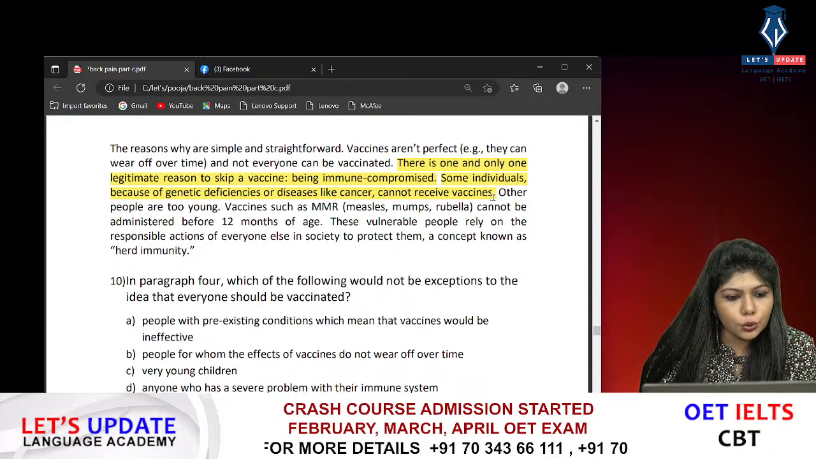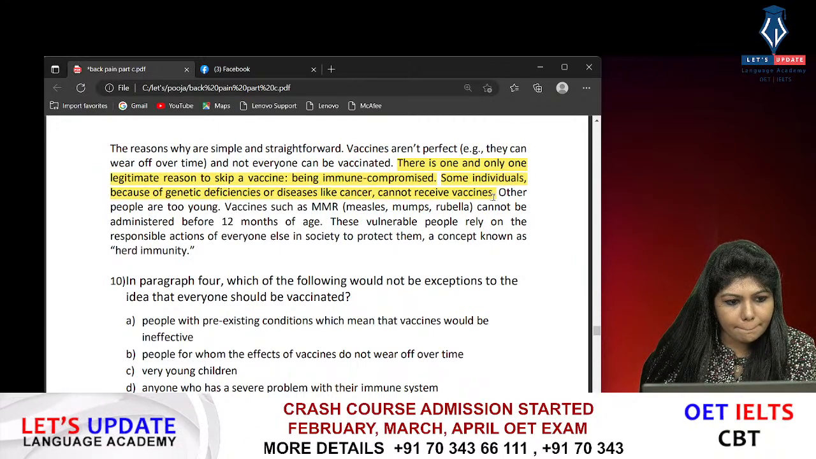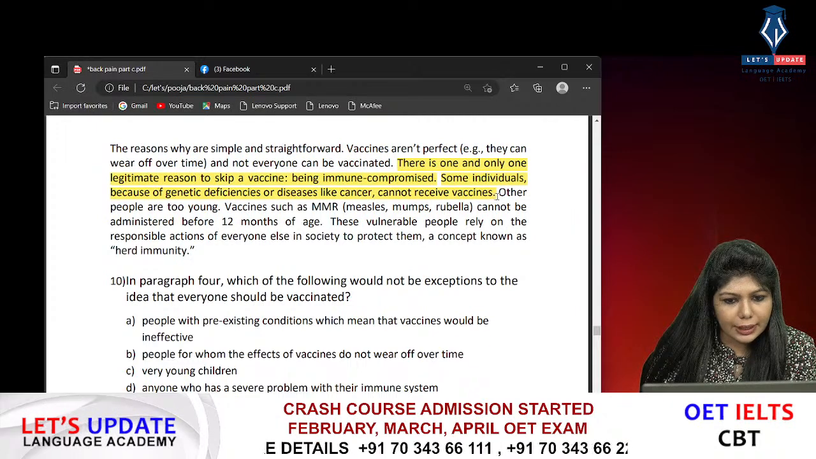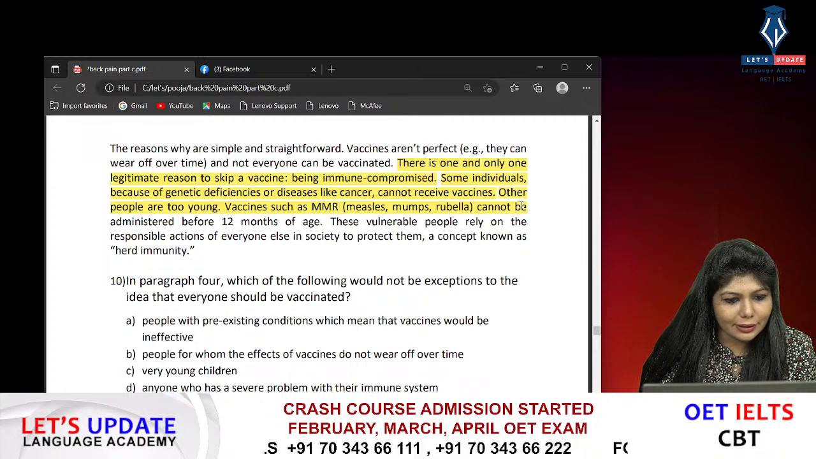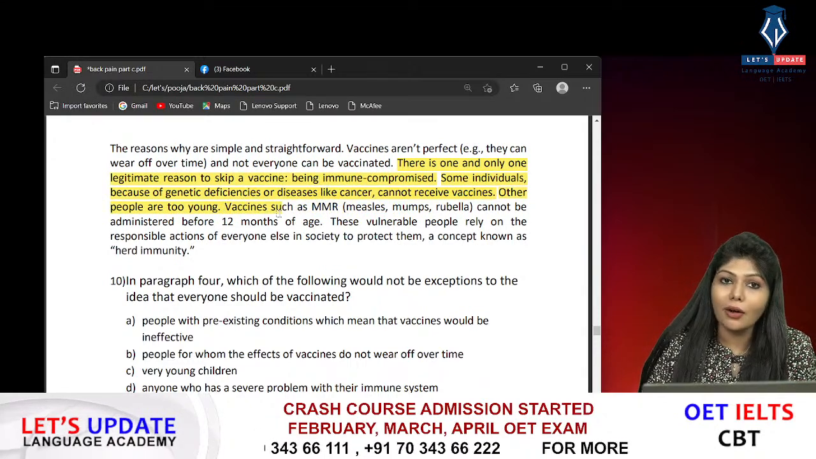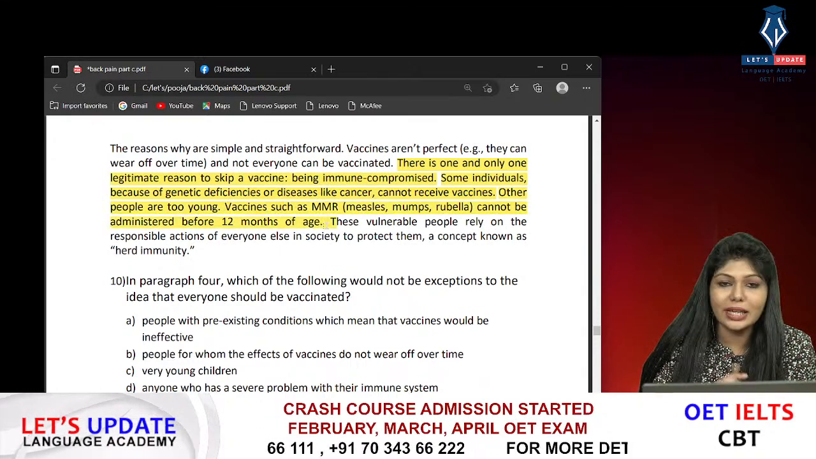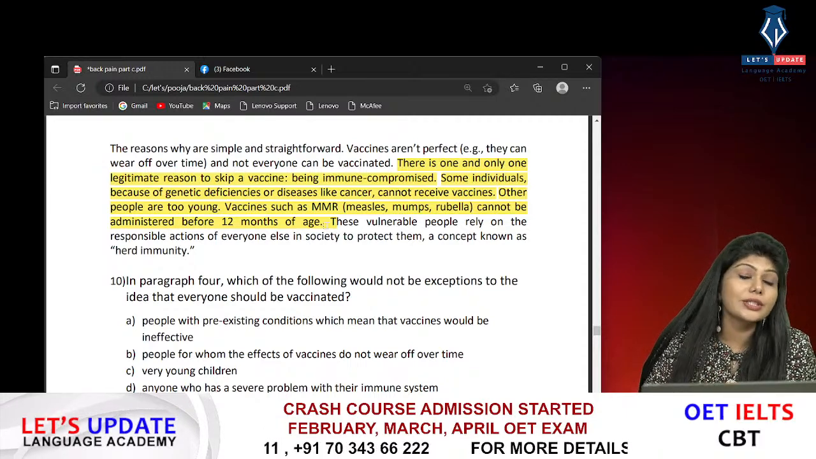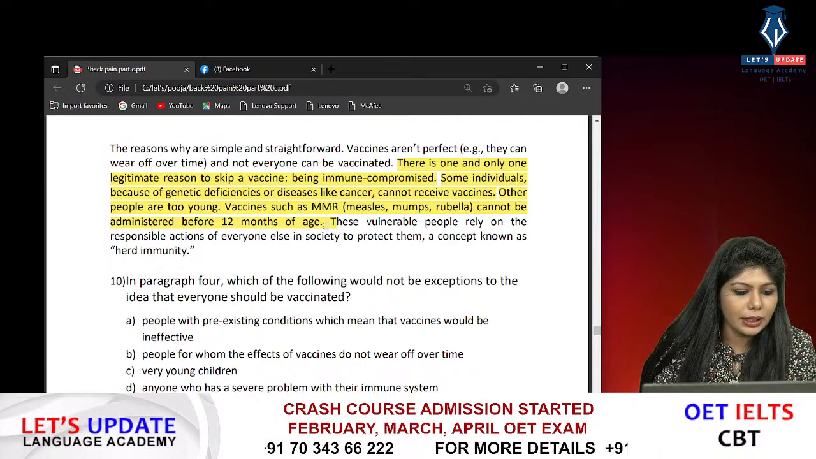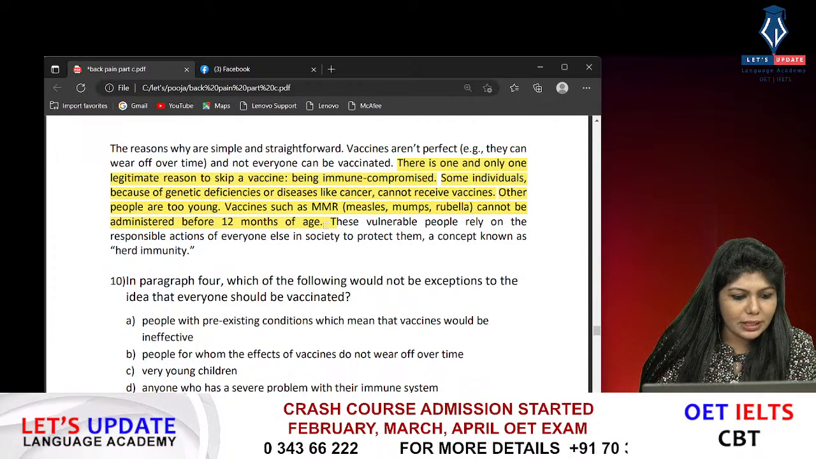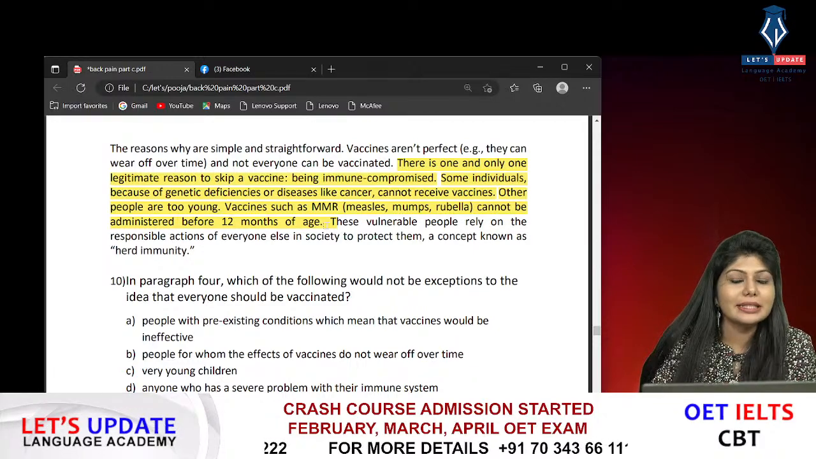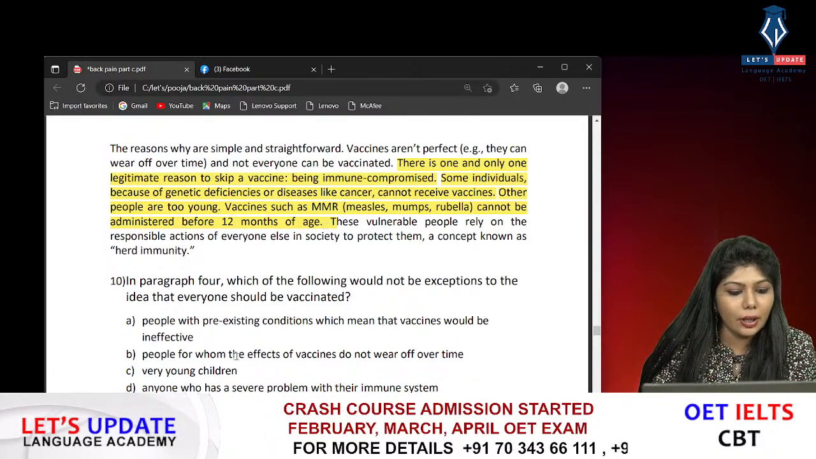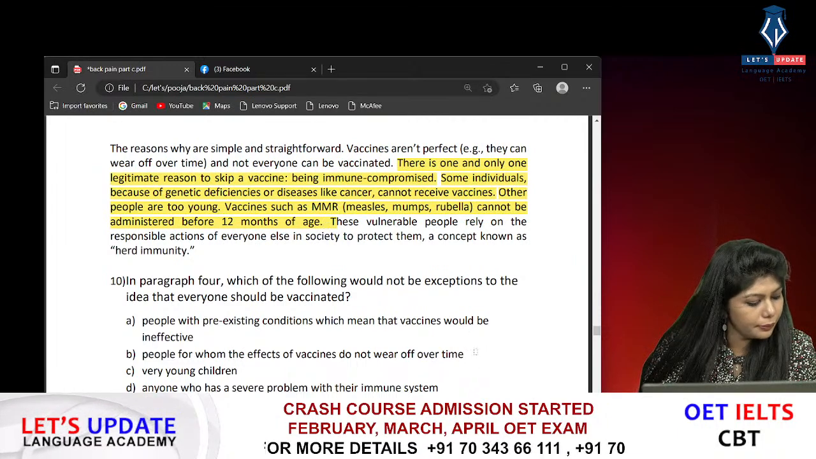Other people are too young. That is the next sentence. Other people are too young, because of which they cannot receive the vaccination as well. So that means option C is also included. So C is also an exception. So options A, C, and D are exceptions. They are asking which are not the exceptions to receive a vaccination, and your answer should be B.